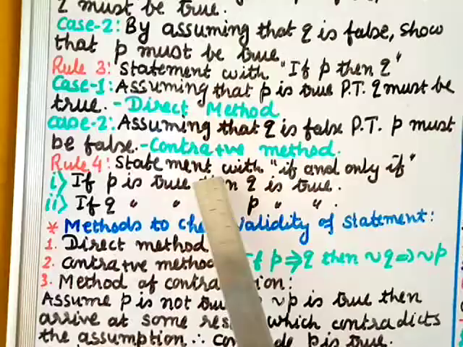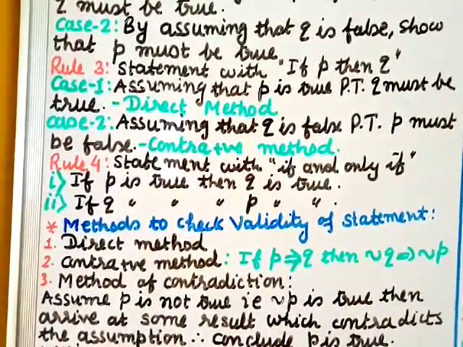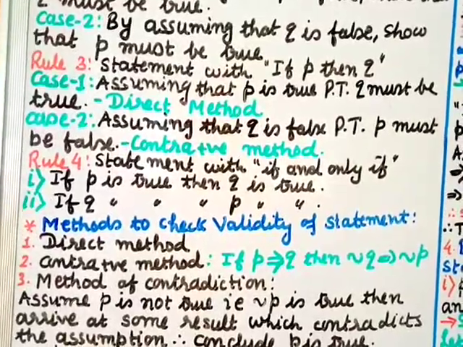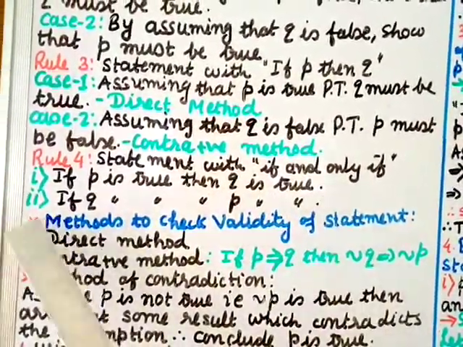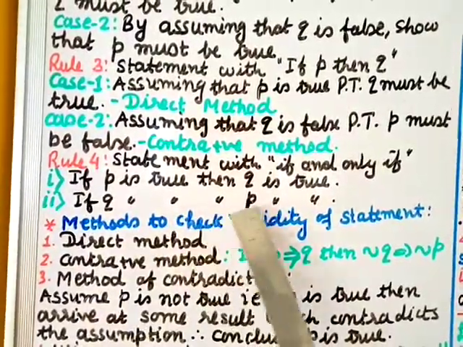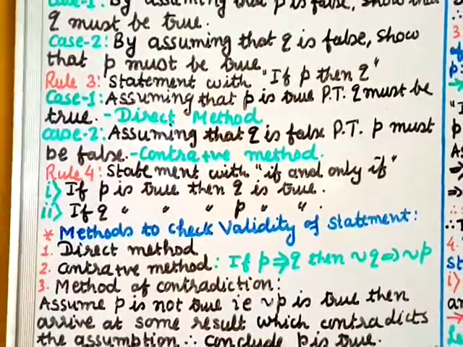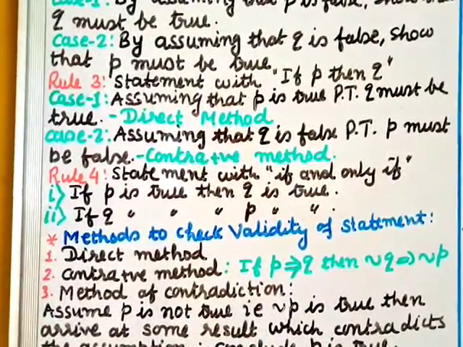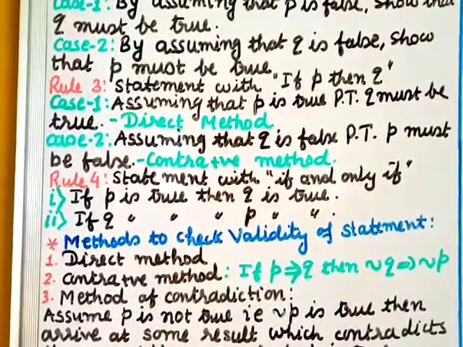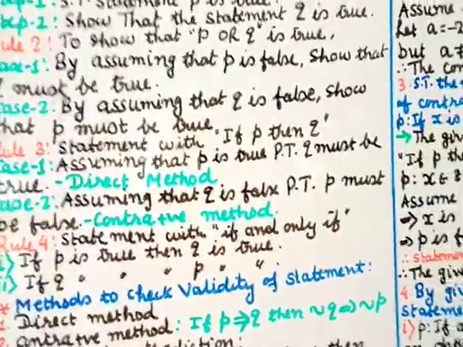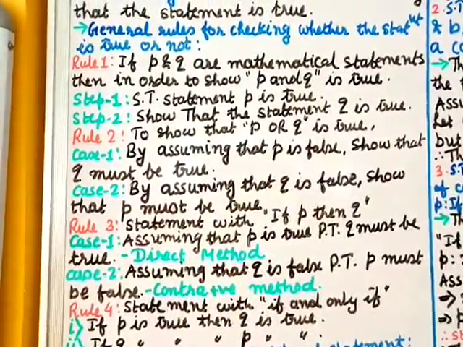Rule 4, statement with if and only if. Now the implication which is in the statement is if and only if. Then for this, number 1 is if P is true, then Q is true. And number 2 is if Q is true, then P is true. So we have to check whether P is true implies Q also true, and if Q is true, then it will imply P is true. That is when the statement is with the implication if and only if. So these are the 4 rules which we use for validating the statement.